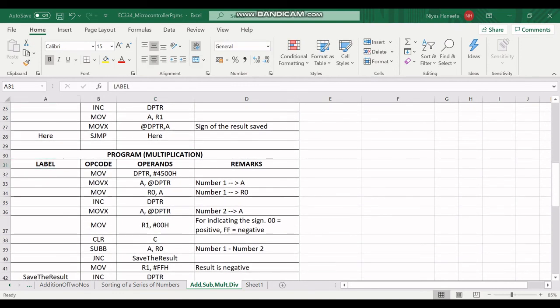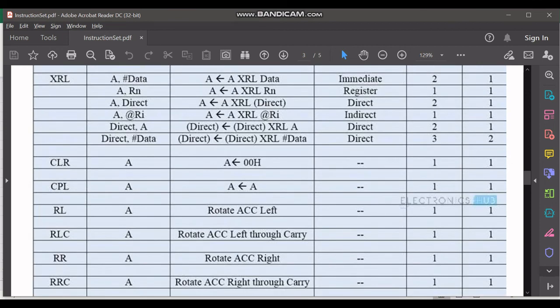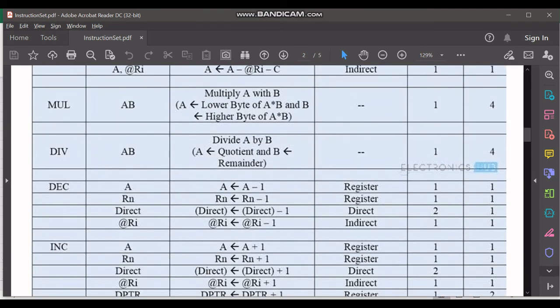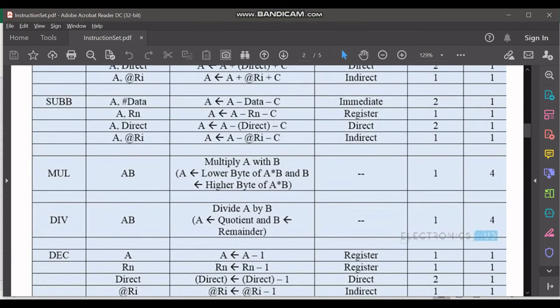If you see the instruction for multiplication, you have to check the instruction always, okay? The instruction for multiplication is MUL AB. A is an 8-bit number, B is another 8-bit register. You multiply them, and the lower byte will go to A and the higher byte will go to B. So BA, that is how it is being saved.